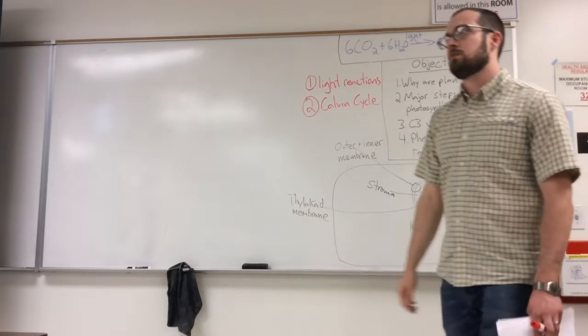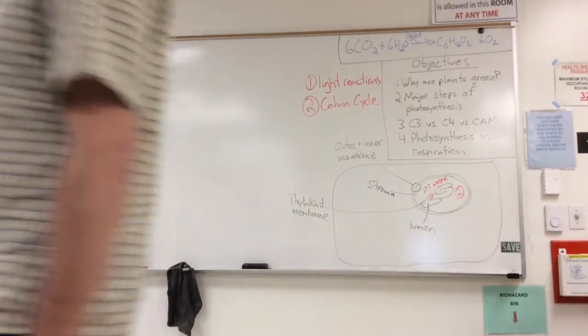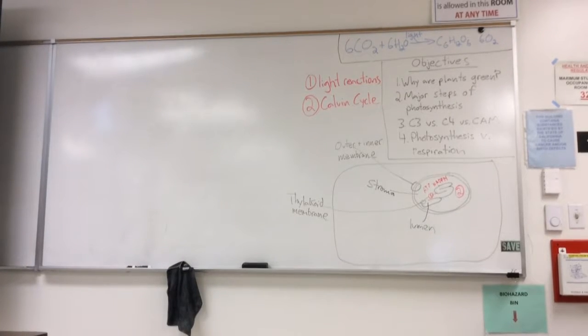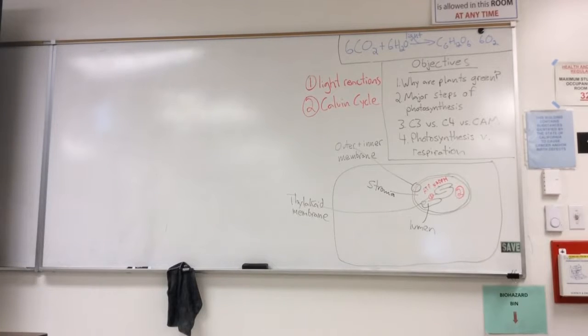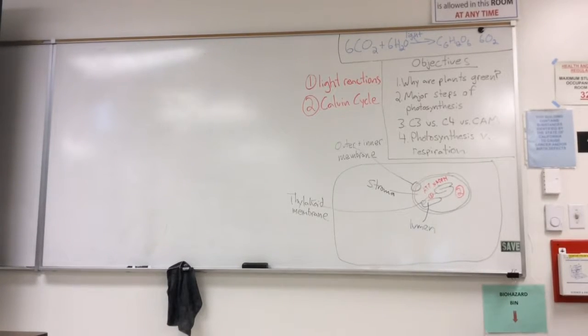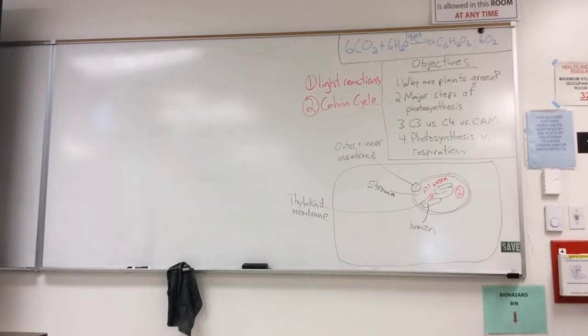Yes? What exactly does oxygen play? What is oxygen created for in this process? So oxygen is created from the splitting of water. So if you remember, we strip an electron from the chlorophyll to send it down the electron transport chain, and then we need to replace that electron. So we do that by splitting the water to produce the oxygen with protons. Right.